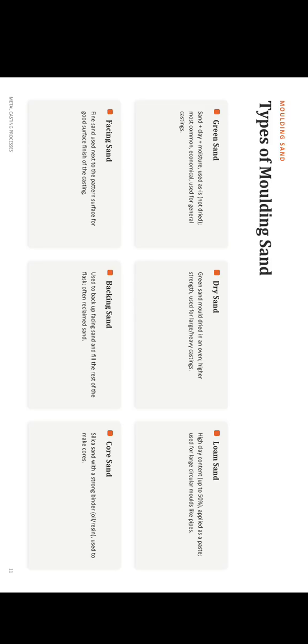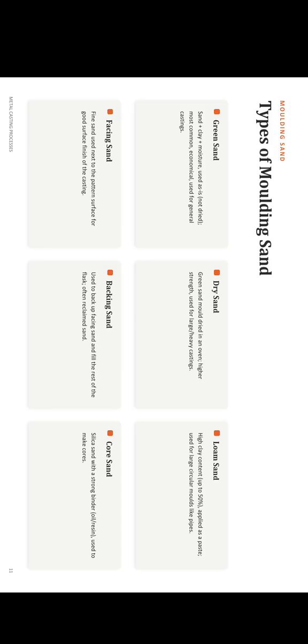Dry sand: green sand mold dried in an oven, higher strength, used for large, heavy casting. Loam sand: high clay content up to 50%, applied as a paste, used for large circular molds like pipes.